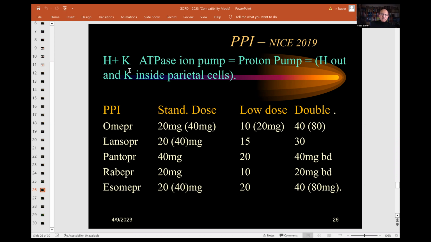So if somehow you damage this pump, you are giving the patient proton pump inhibitor. And so there's a list which I'm sure you are fully familiar with, so I will not go down into detail. Omeprazole, lansoprazole, pantoprazole, rabeprazole, and esomeprazole. So you can see the common doses that we all know about.